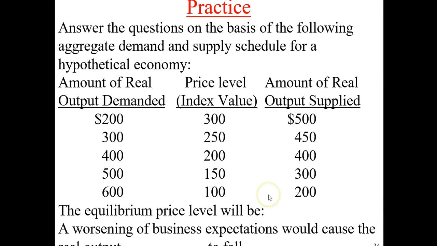And the second part of this question, I don't know if you can see it very well, it says a worsening of business expectations would cause the real output blank to fall. So I just want you to think about that for a moment. If there were worsened business expectations, what would happen? Would demand fall or supply? Real output supply. So I'll give you a moment, and then you can check your answers. The equilibrium price level would be $200, and business expectations is a shifter of the aggregate demand curve. So this would cause the real output demanded to fall.